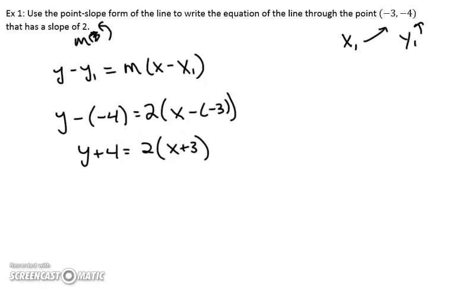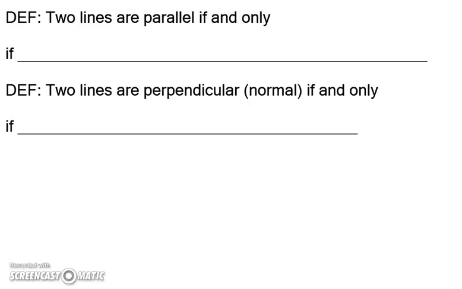Pretty straightforward. Let's look at a next couple more definitions, look at a couple more examples, and then we'll call it quits on the video. Two lines are going to be parallel if and only if their slopes are the same, so they will have the same slope.